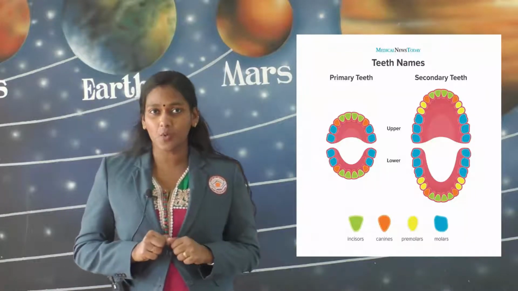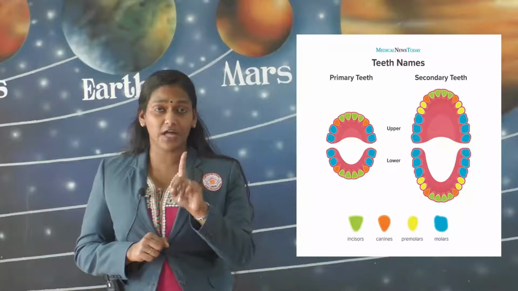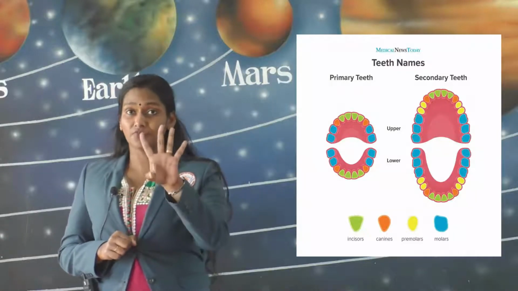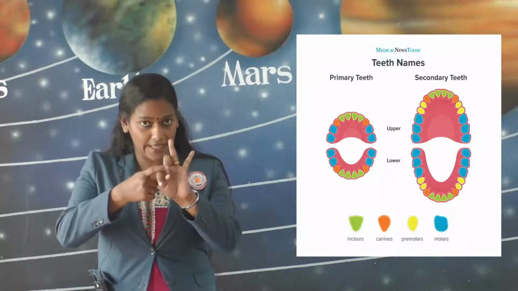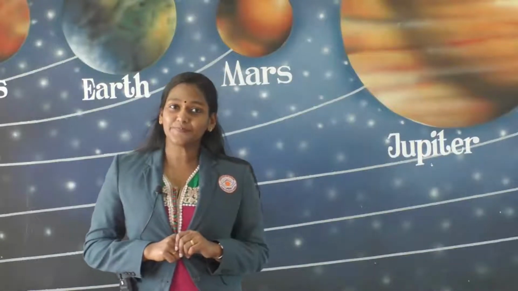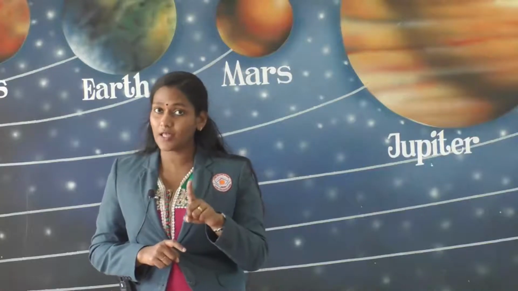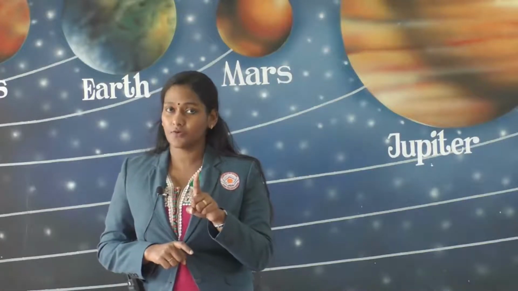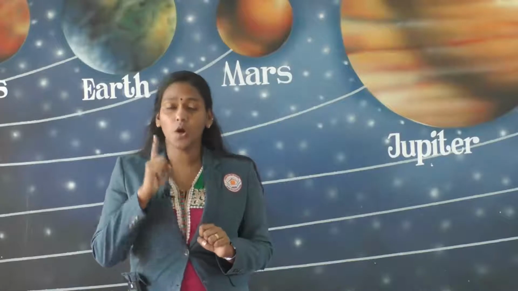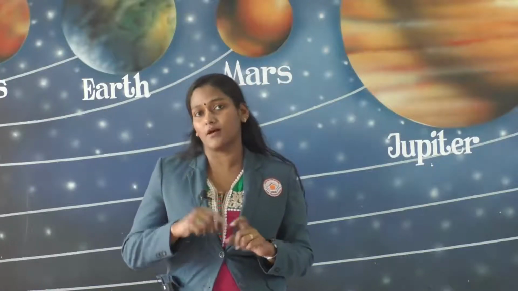So children, which are the 4 kinds of teeth? Yes, according to the kind of work they do, teeth are of 4 kinds: incisors, canines, premolars and molars. Humans have 8 incisors, 4 canines, 8 premolars and 12 molars. So in total we have 32 permanent teeth.